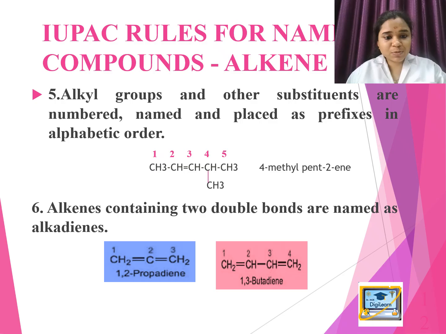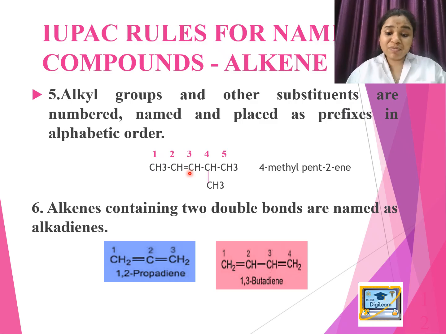Alkyl groups and other substituents are numbered and placed as prefixes in alphabetical order. So 5. The parent chain contains 5 carbon atoms. So the root word is pent. Focus on the suffix. If any functional group is present, no. Cancel it. Now come into the saturation part. Double bond is present. In which position is it present? Position number 2. So pent-2-ene. The root word and the suffix part is completed.